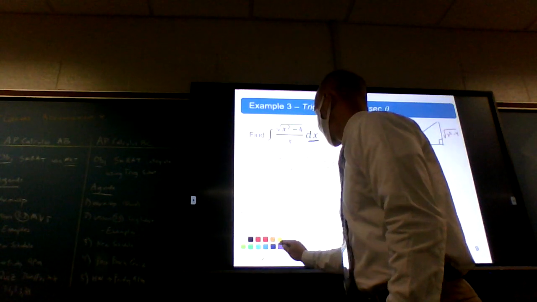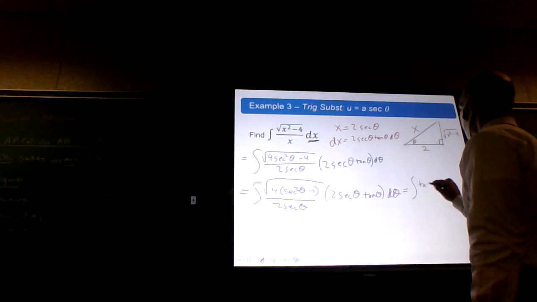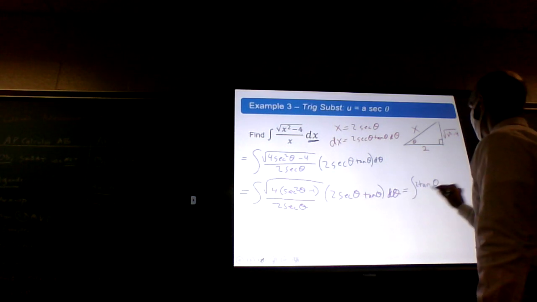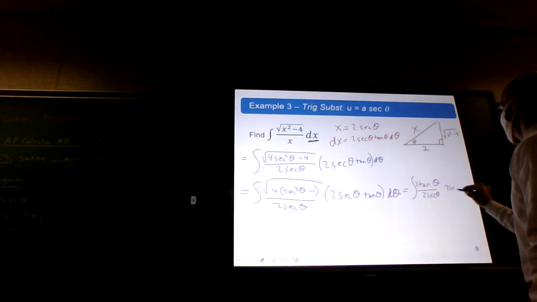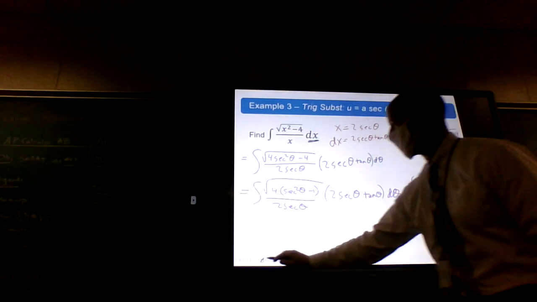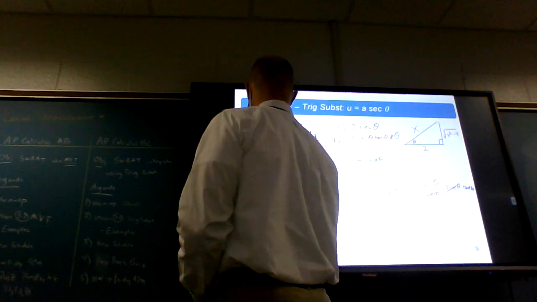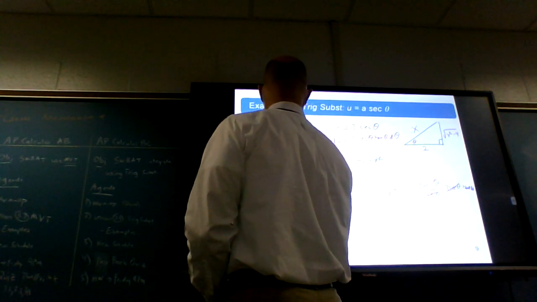So this is going to be 2 tangent theta over 2 secant theta, and then 2 secant theta tangent theta d theta. Okay, I'm running out of room here, so let me get caught up. Can you cancel out the 2s? The 2s and the secants get canceled, right? Now I'm going to pull that 2 out to the front. And we're left with tangent squared theta.